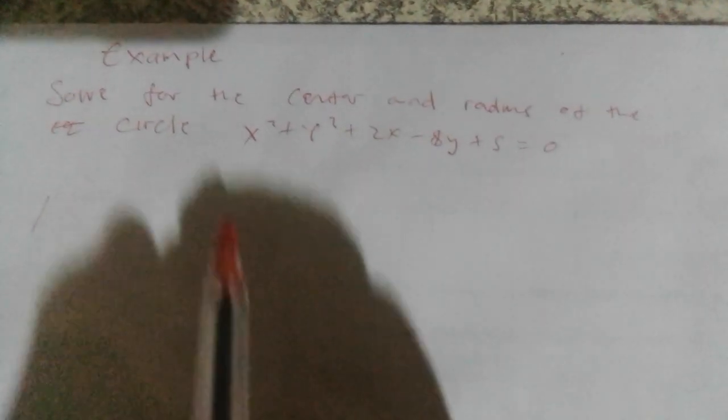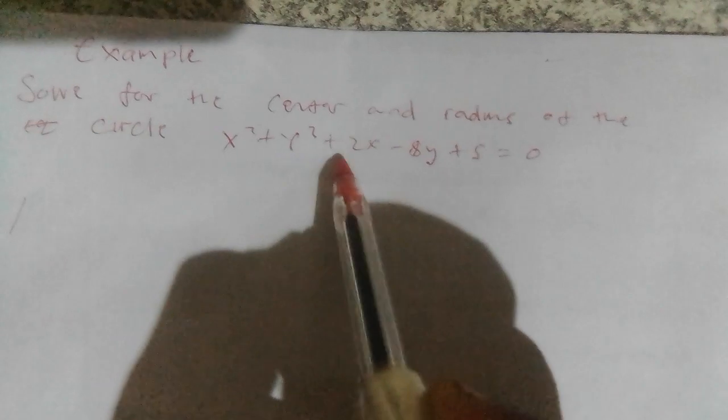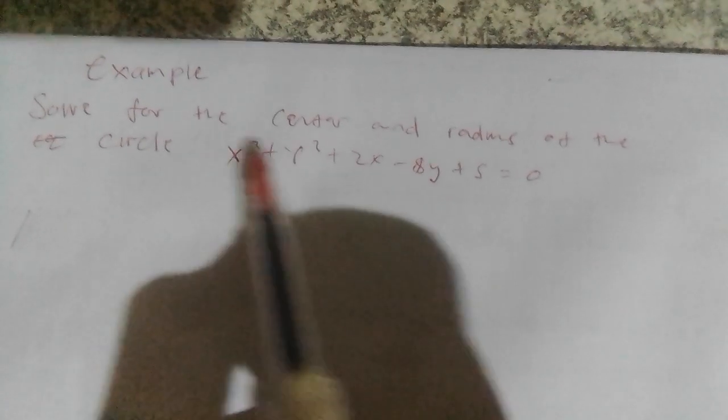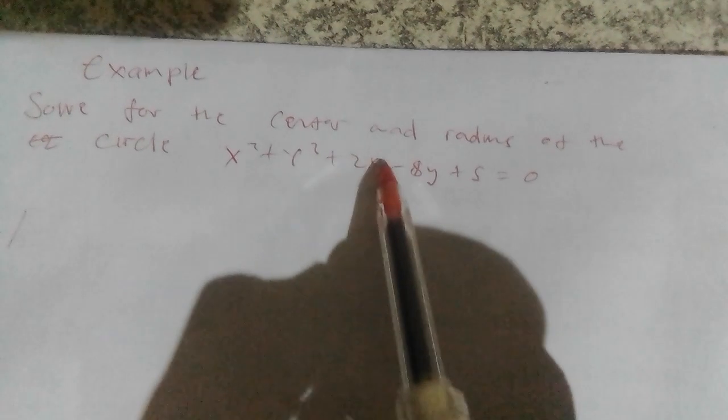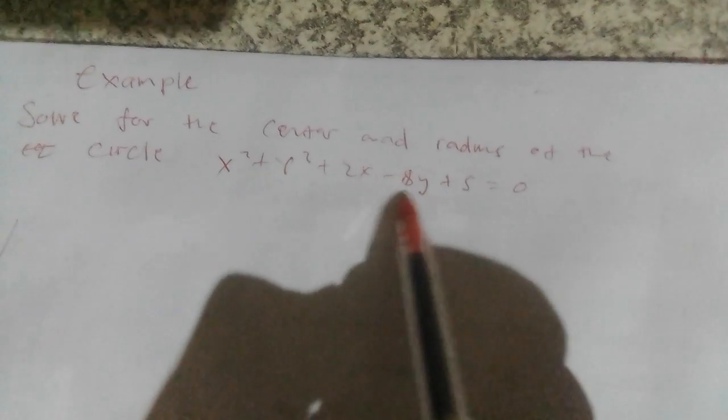So guys, first of all, you have to arrange these numbers. For example, x squared has to go with 2x, y squared has to go with minus 8y, and then that one remains alone, in that it is a constant. Now this is how we do it.